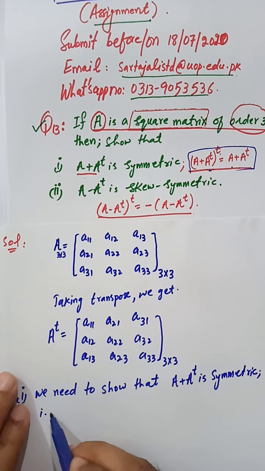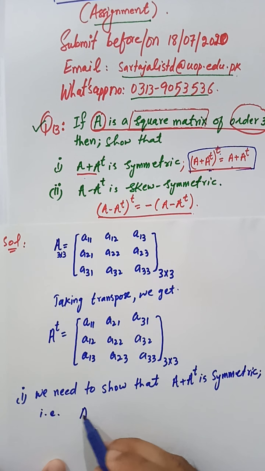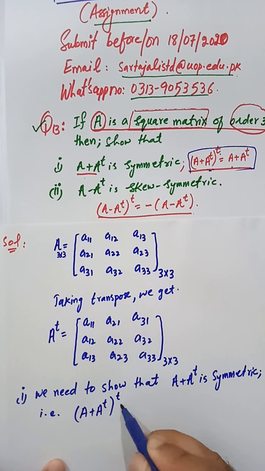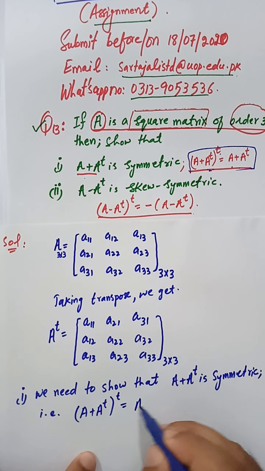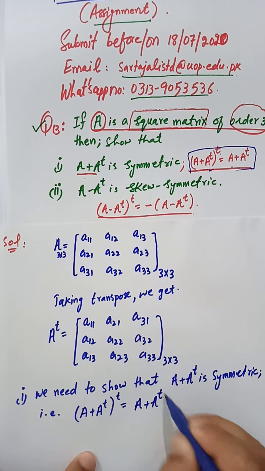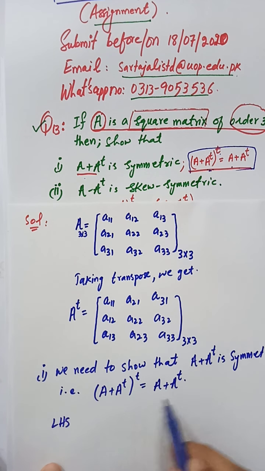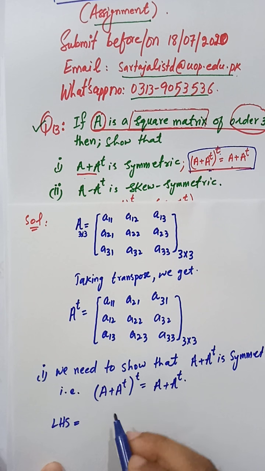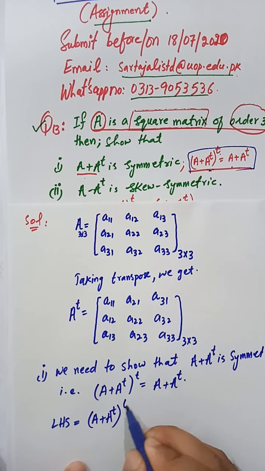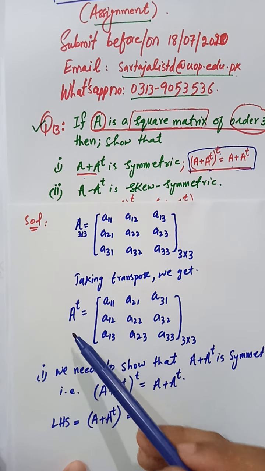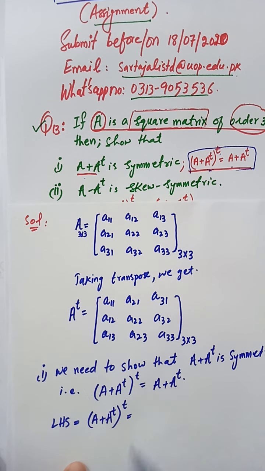That is, we need to show that (A plus A transpose) whole transpose will be equal to A plus A transpose. So I am considering the left hand side of the above equation. The left hand side is (A plus A transpose) whole transpose. So you know that this is matrix A and this is matrix A transpose.